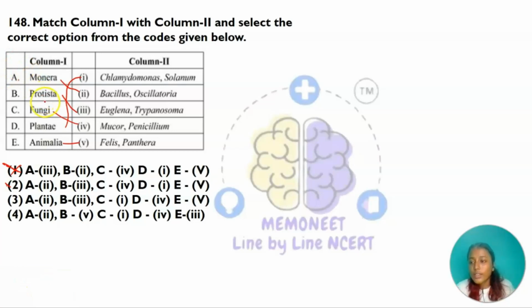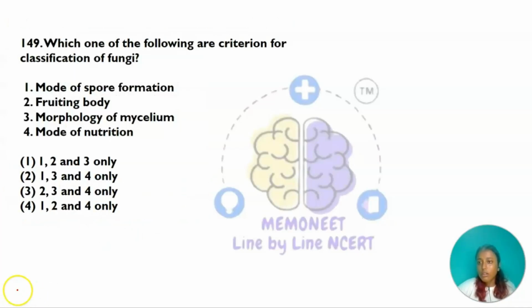Next we have Protista with 3, B with 3. We have again 2 options, so 2 and 3. Fungi we have 4, C4. Now, the correct answer to this question is option 2 right here. Let's move on to the next one now.